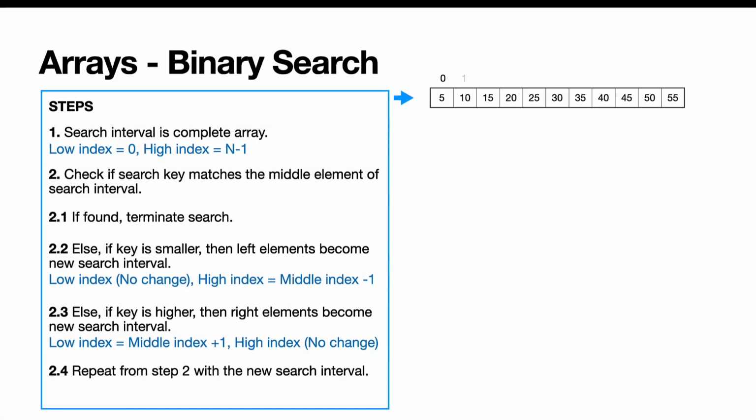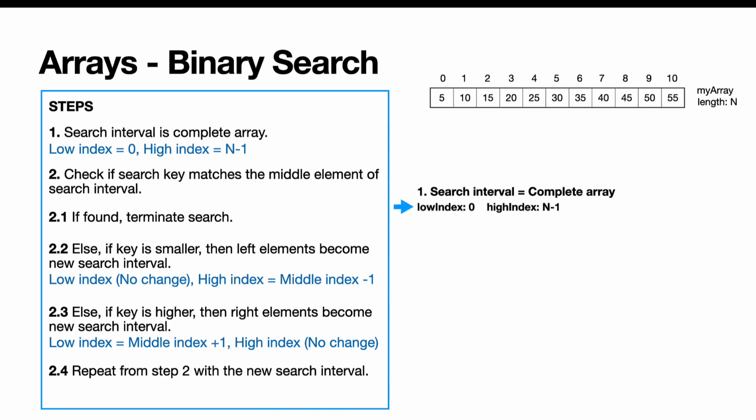Let's now look at a visual to understand the binary search steps better. Let's take a sample array of size 11. The index of first element is 0, and the index of last element is n minus 1, which is 10 in this example. Let's refer to this array as my array, and it is of length n. The first step we do in binary search is to take the complete array as our search interval. So the low index is 0. The high index is n minus 1, which is 10 in this example.